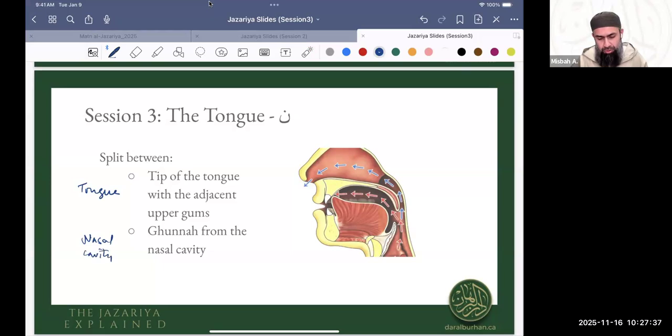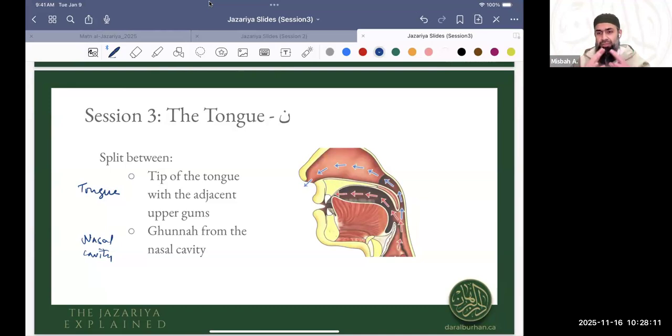Khayshum. Barakallahu fikum. Khayshum. This is the first time we're talking about another major region in use for a letter, meaning that we have to utilize two of these. So what are we going to say? Like, how can we describe noon accurately? We can say that it comes from the tip of the tongue with the adjacent upper gums, along with the sound that is produced from the nasal cavity called ghunna.